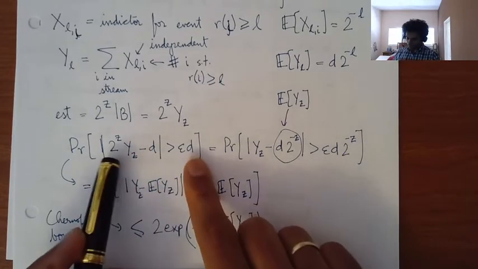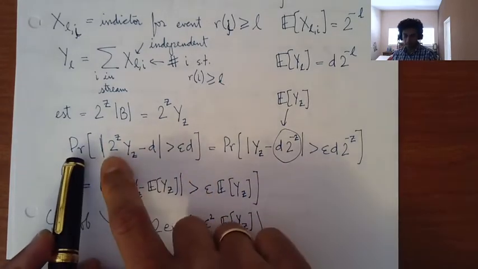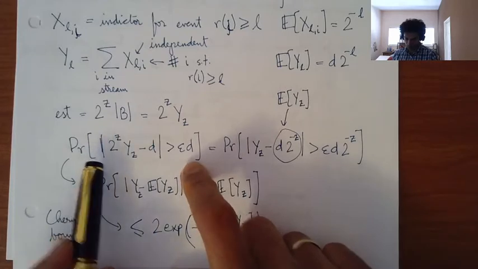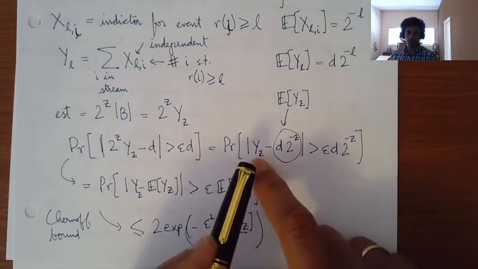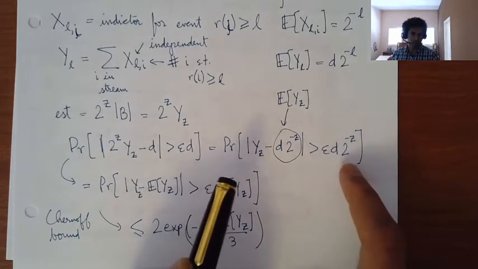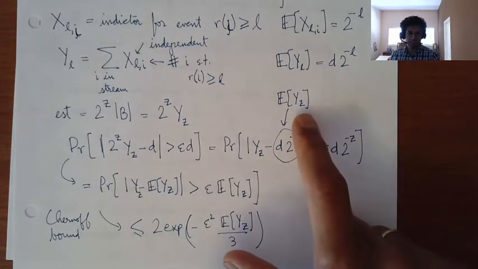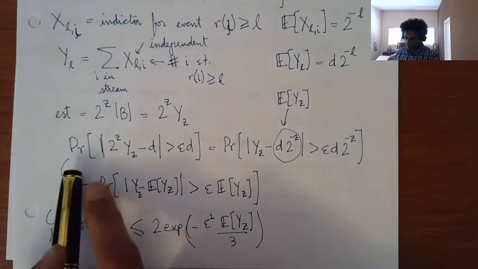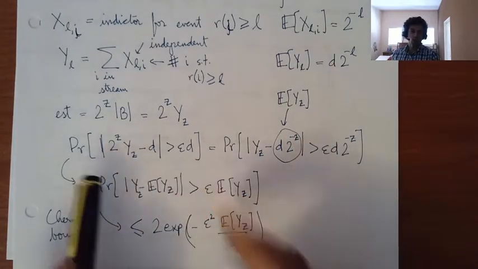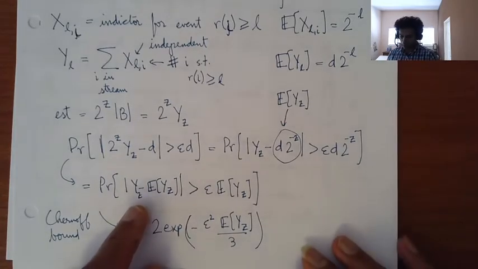Okay, I'm going to just divide this expression by 2 to the z. So I get, what is the probability that yz minus d times 2 to the minus z is greater than epsilon times 2 to the minus z? Oh, but d times 2 to the minus z is exactly the expectation of yz. So in trying to understand the concentration of the output, I'm looking at the concentration of this random variable yz.